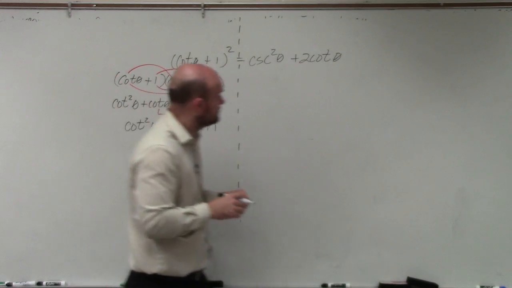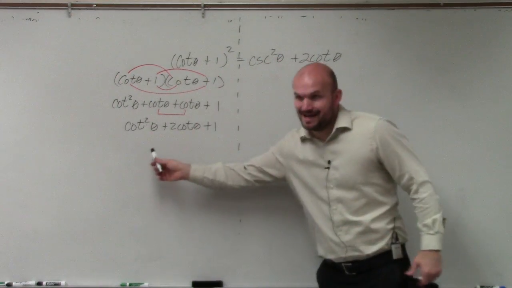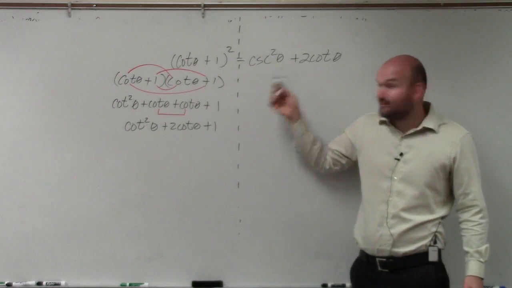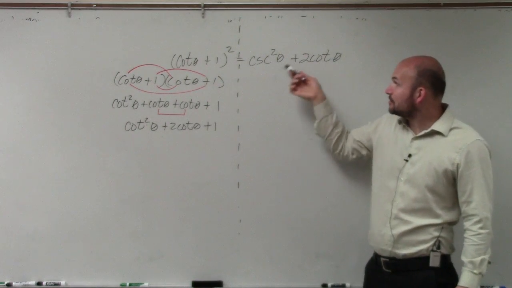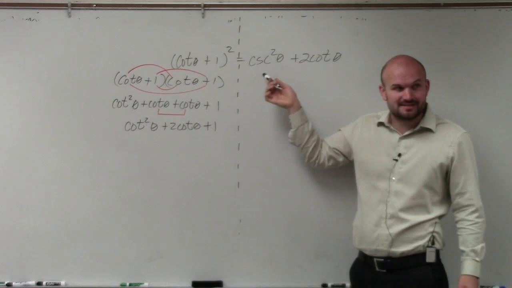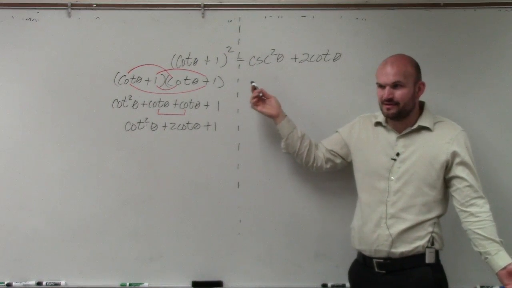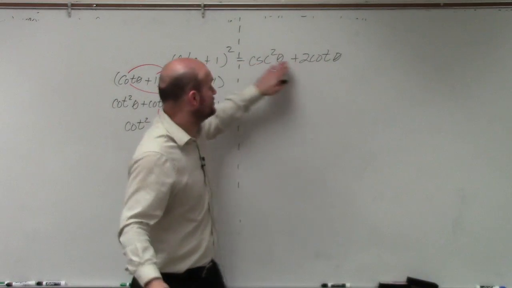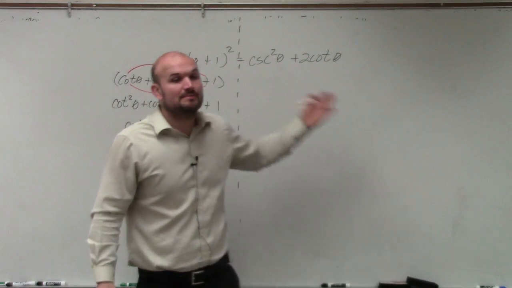Now again, we want this side to look like that side. The problem is we have this cosecant here. So how am I going to change this to cosecant? Well, it's a cosecant squared, right? So let's look back at our identities.